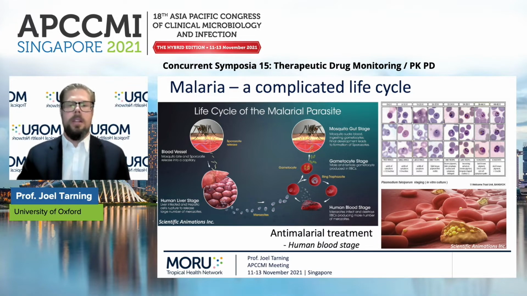These merozoites can invade red blood cells, and that's the start of the human blood stage. This human blood stage takes about 48 hours, where the merozoites invade red blood cells, replicate and mature, and then in the end rupture the red blood cells to release new merozoites that can invade new red blood cells. Some of these parasites can also develop into gametocytes, which are then ingested by another mosquito and can lead to transmission further. And it's the human blood stage that we focus mostly on for antimalarial treatments.